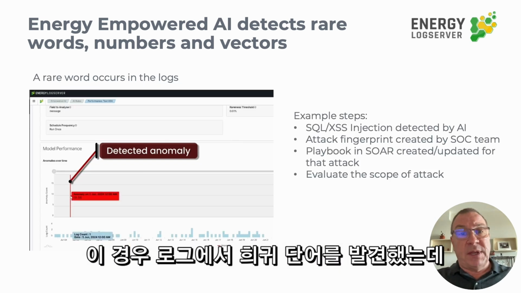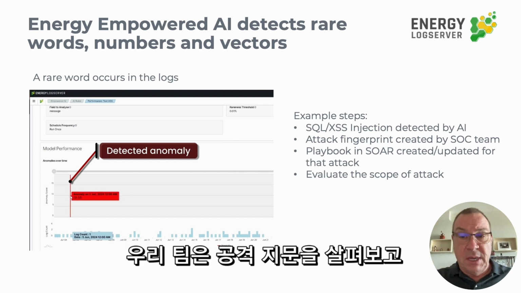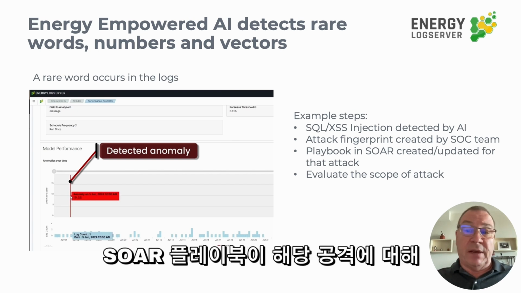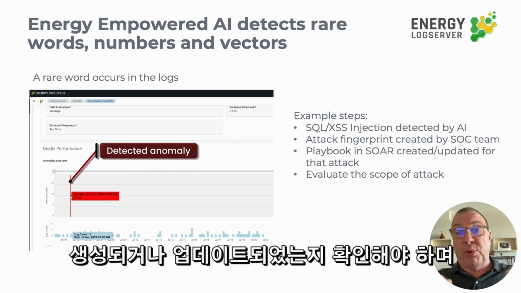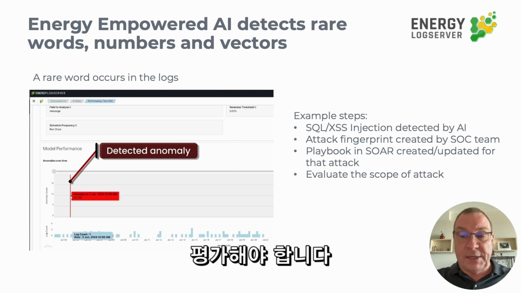In this case, we found a rare word in a log, and this rare word happens to be an SQL injection attempt. So our team needs to look at the attack fingerprint. We need to look at the playbook inside of SOAR, make sure it's being created or updated for that particular attack, and we need to evaluate the scope of that attack.